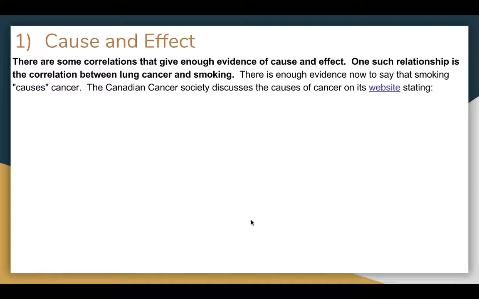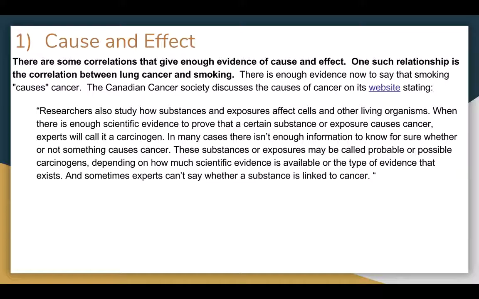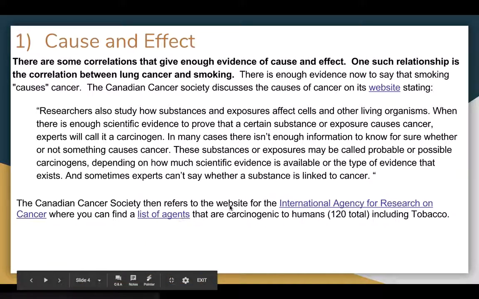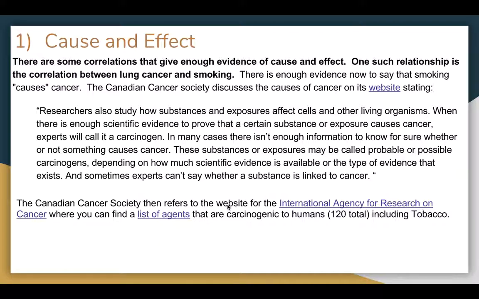A cause and effect, one of the cause and effect things is lung cancer and smoking. On the Canadian Cancer Society website, they talk about what a carcinogen is. It's something that actually causes cancer when they have enough scientific evidence to prove it. There are different levels of causing cancer, so they say probable or possible carcinogens. They can also say there's just not enough evidence yet. A fascinating link to take a look at is this list of agents that are carcinogenic to humans, things that do cause cancer.